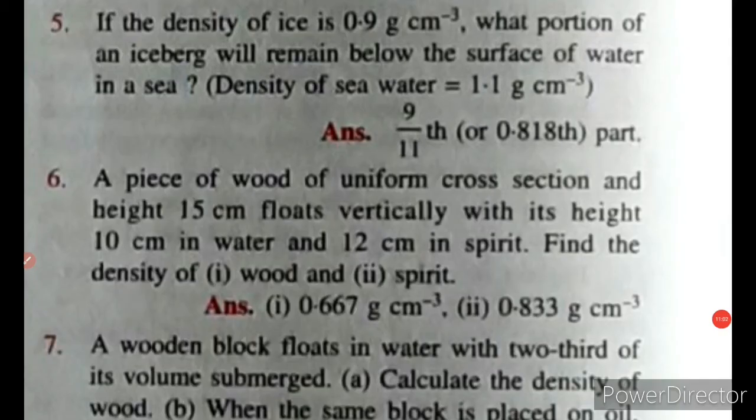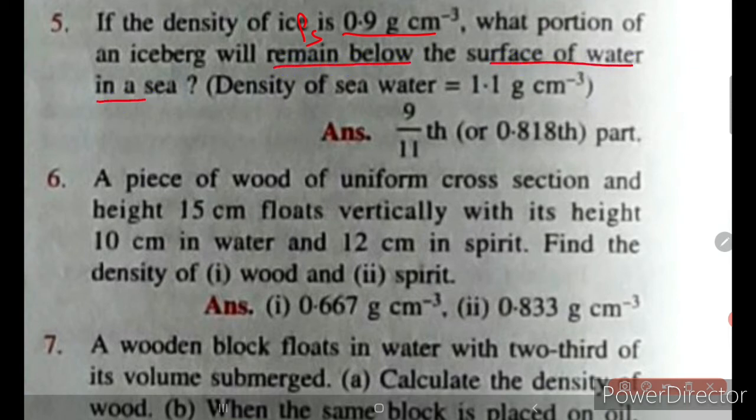So coming to the next question, which is number 5: if the density of ice is 0.9 gram per centimeter cube, so rho s is given to us, what portion of ice will remain below the surface of water in a sea? Now the sea water's density is also given, that is rho L. Here also we are supposed to calculate small v upon capital V, right? So it is same as number 4.